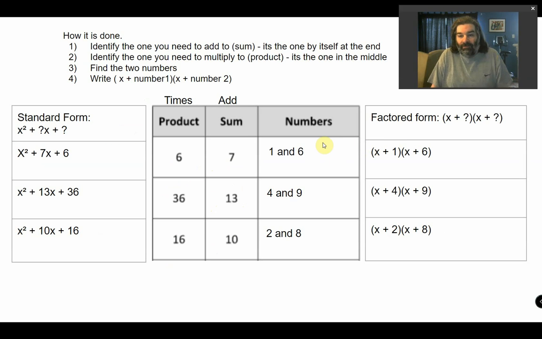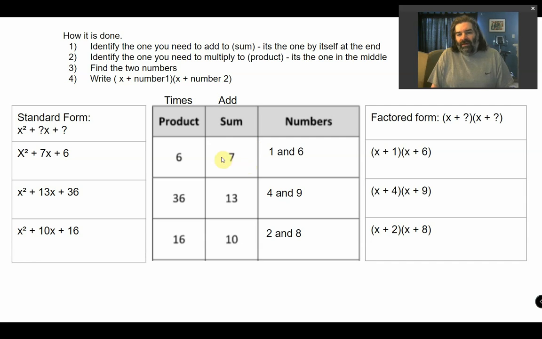So let's just go through a bunch. This is the standard form or the expanded form, where you have an x squared and x, and the factored form is where you have the brackets. So x squared plus 7x plus 6. What does that mean? Well, the sum, the thing we need to add to, is 7. The product, the thing we need to multiply to, is 6. So we just do what we did last week. What multiplies to 6 and adds to 7?